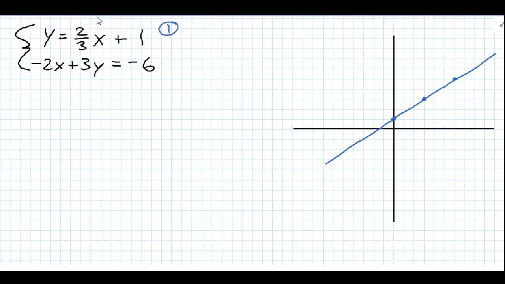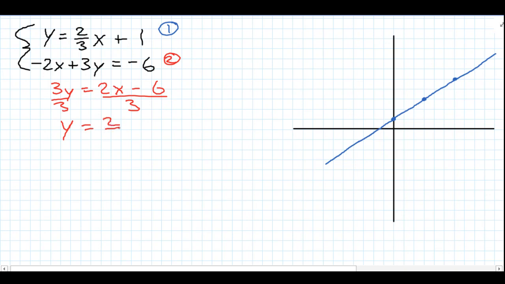Now we'll go ahead and move on to equation number 2. Let's do some math over here. I'm going to add the 2x over, so you end up with 3y is equal to 2x minus 6. Divide both sides by 3, and you end up with y is equal to 2 over 3 x minus 2. Now, some of you might notice the slopes are exactly the same, and some of you might remember from previous classes that if you have the same slope, the 2 lines are parallel to each other.